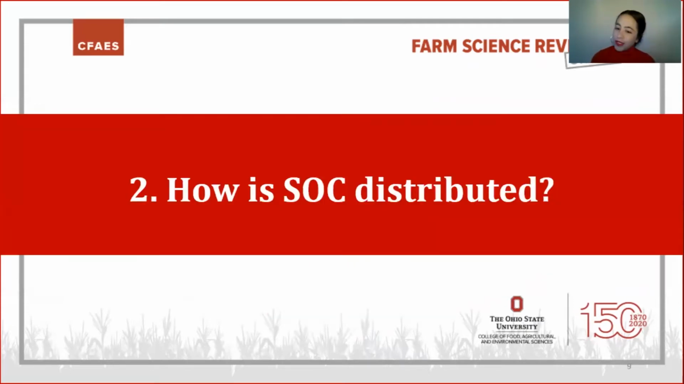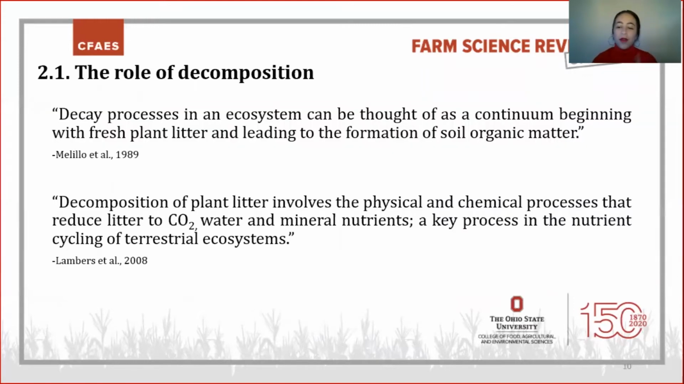So how is SOC distributed? Now, first we need to talk about decomposition. So let's define it. The decay process in an ecosystem can be thought of as a continuum beginning with fresh plant matter and leading to the formation of soil organic matter. So basically the diagram that we saw previously. And it involves the physical and chemical processes that reduce litter to CO2, water, and mineral nutrients. Now, this is the key process in the nutrient cycling of terrestrial ecosystems.